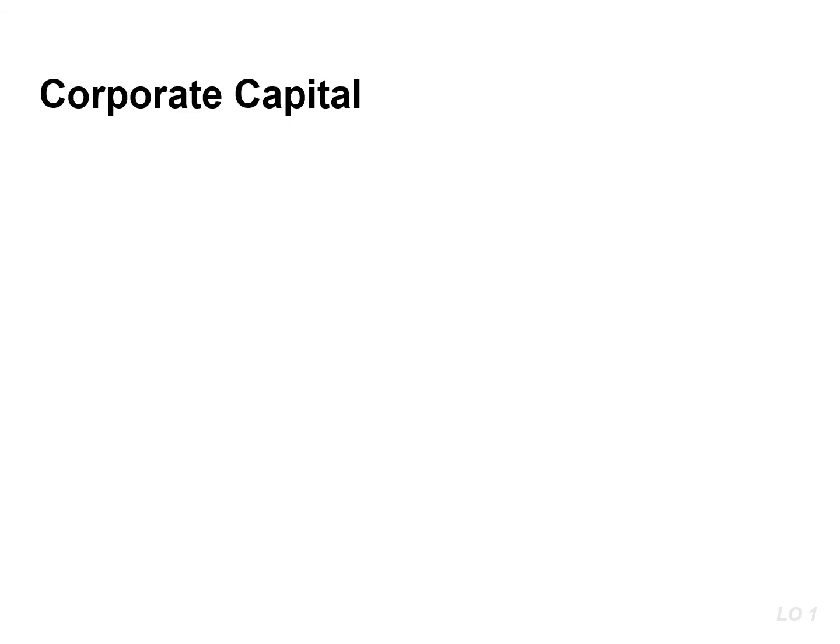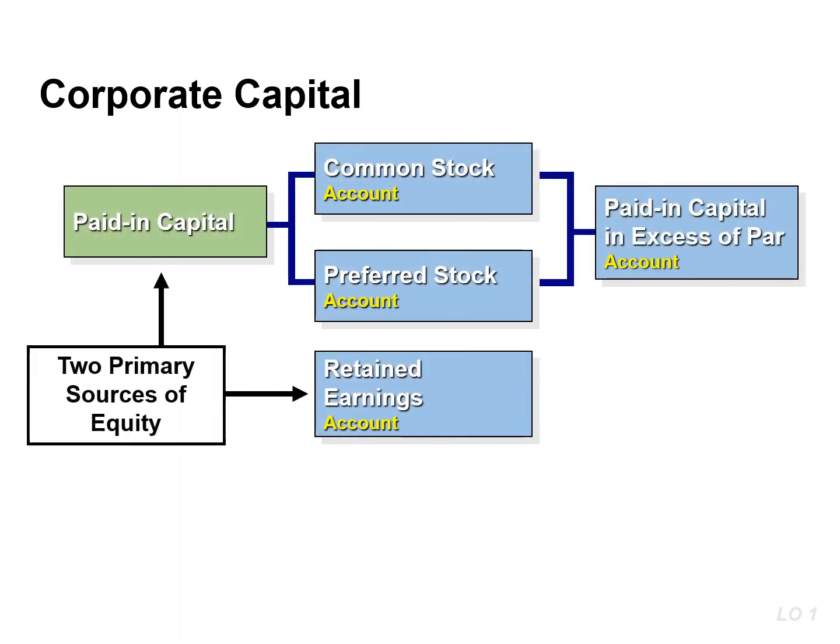Owner's equity is identified by various names: stockholders' equity, shareholders' equity, or corporate capital. The stockholders' equity section of a corporation's balance sheet consists of two parts. First is paid-in capital or contributed capital, and the second is retained earnings or earned capital. The distinction between paid-in capital and retained earnings is very important. Corporations can declare dividends out of retained earnings in all states. However, in many states, they cannot declare dividends out of paid-in capital.